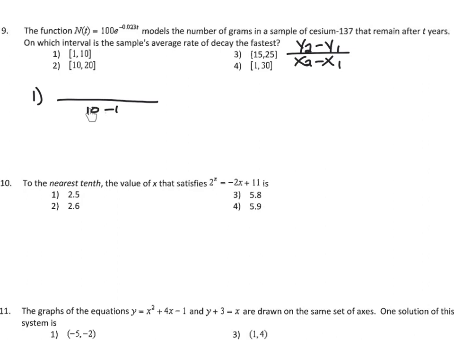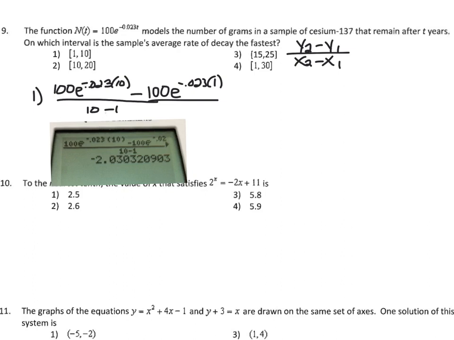Since I started with x2, let's start up here with y2. I'm going to take this 10 and substitute it in. So it'll be 100 e to the negative 0.023 times 10. Now I want to subtract from that y1. So I'm going to take x1, which is 1, and substitute it in for t. So I'll have 100 e to the negative 0.023 times 1. Now I'm just going to plug this into my calculator, and when I do, you can see I get approximately negative 2.03.